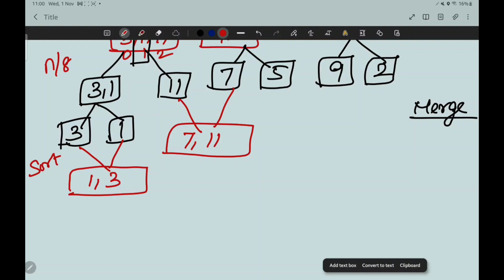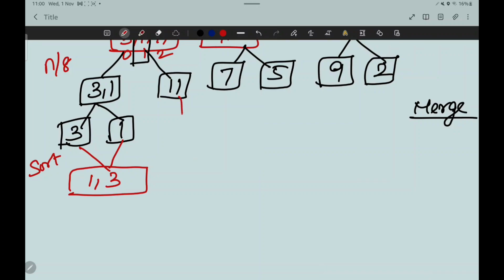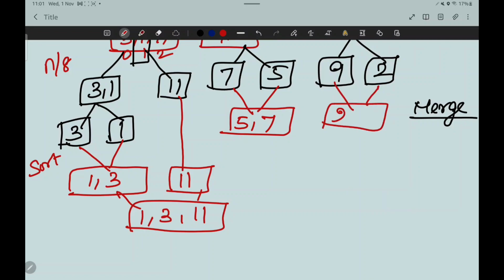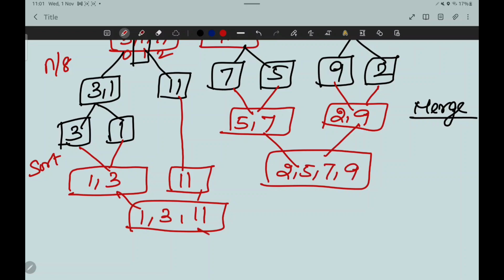So, the 11 will be again merged with 1 and 3 only. So, not with the 7 and 11. So, 1, 3 and 11. So, these two subproblems are merged together. Again, the next subproblem is further merged with the sorted order 5, 7. Similarly, 2, 9. So, these two subproblem are also sorted in the same manner. Likewise, until we get a single set of element with the sorted order, we need to process in the same manner.